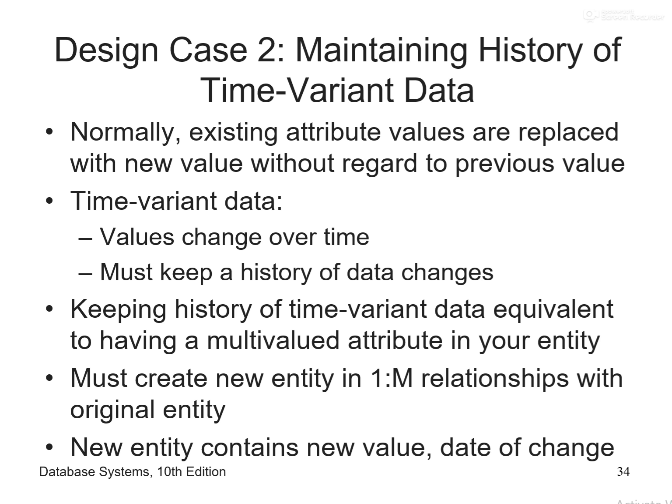But if you want to keep a record of the history of data change, then you will deal with this in the same way as a multi-valued attribute. And you know that when we have a multi-valued attribute, what we do is we create a special entity out of that attribute, and then we create a relationship with the parent entity with a one-to-many relationship. So the same is the case here. When you want to maintain history of time variant data, you have to create a new entity, and you have to have an attribute here with new value and date of change.